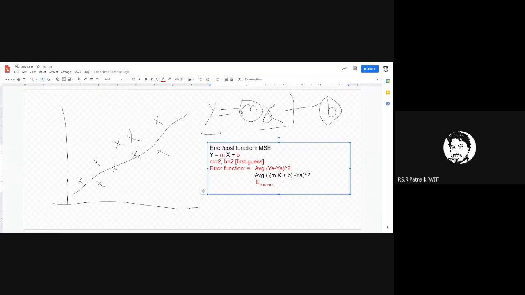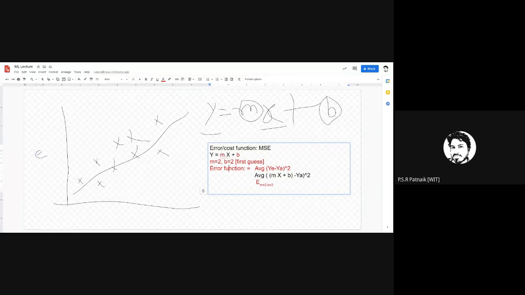So I want to show the effect of m and b on the total error function. Should I show it in a 2D graph or a 3D graph? What would be the right graph to plot the effect of m and b on the error function e? If you consider a 2D graph, for example, let us consider.